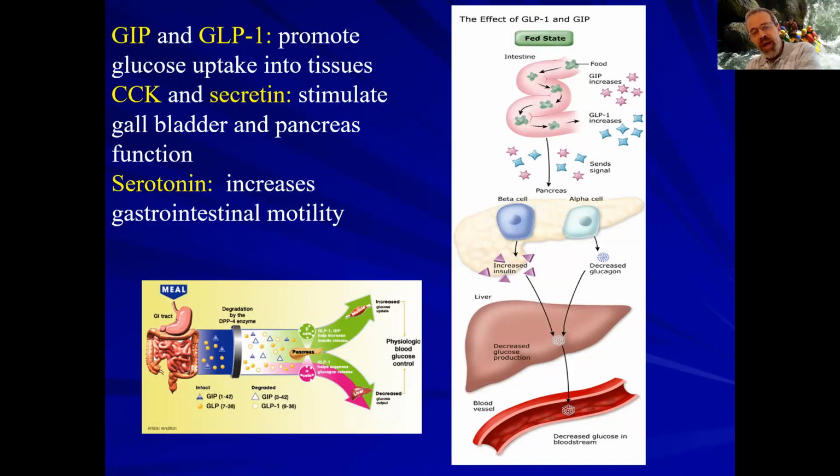So this possibly explains why some of those antidepressants, why one of the side effects can be gastrointestinal disturbance or disruption.